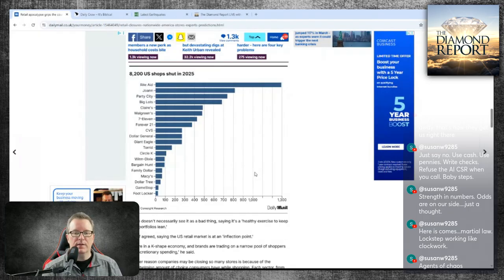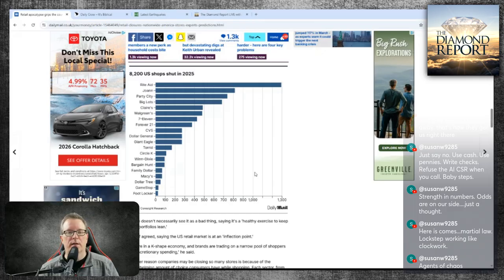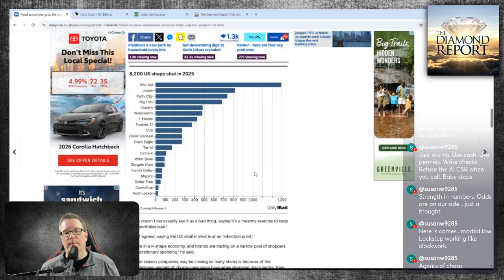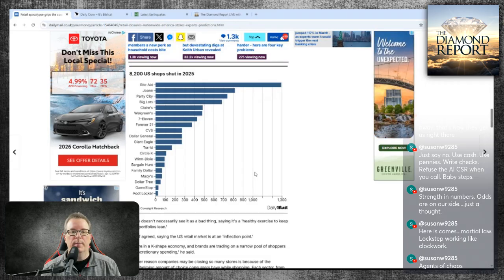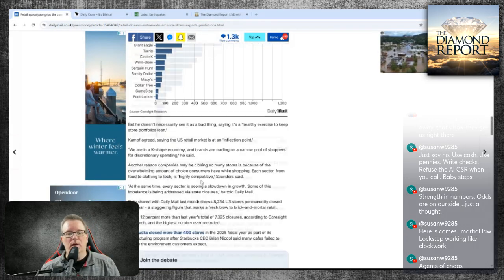And now this is listing some of the big ones here. Rite Aid, with almost 1,300 stores just by itself. Joann is another one, sewing and crafts and stuff like that. Party City's a big one. Big Lots, closing a bunch of theirs. Claire's, Walgreens, 7-Eleven, Forever 21, whatever that is, CVS, Dollar General, Giant Eagle, and so on and so on and so on. Winn-Dixie, Family Dollar, Macy's, Dollar Tree, GameStop, Foot Locker. There's just a ton of them here. Closing mini stores. So yeah, 8,200 shops, and that's just last year.